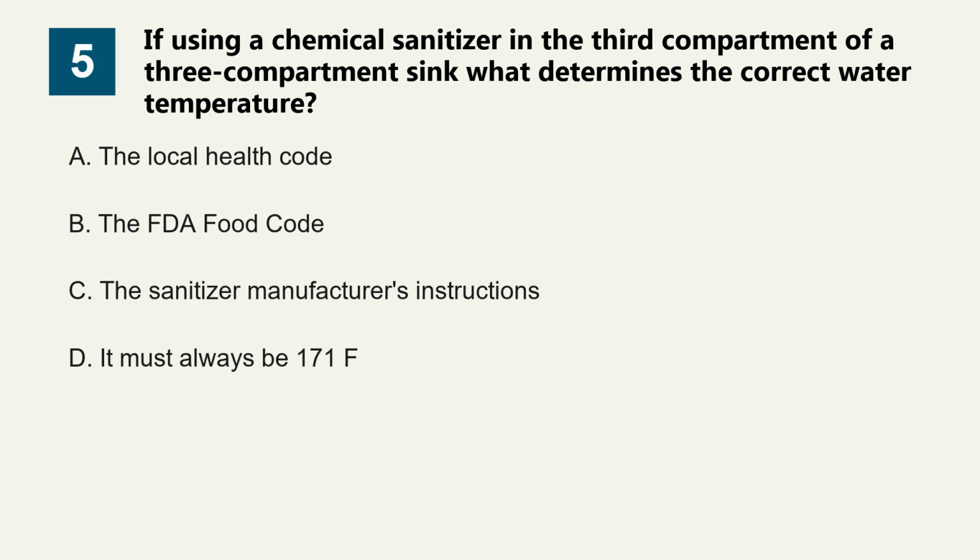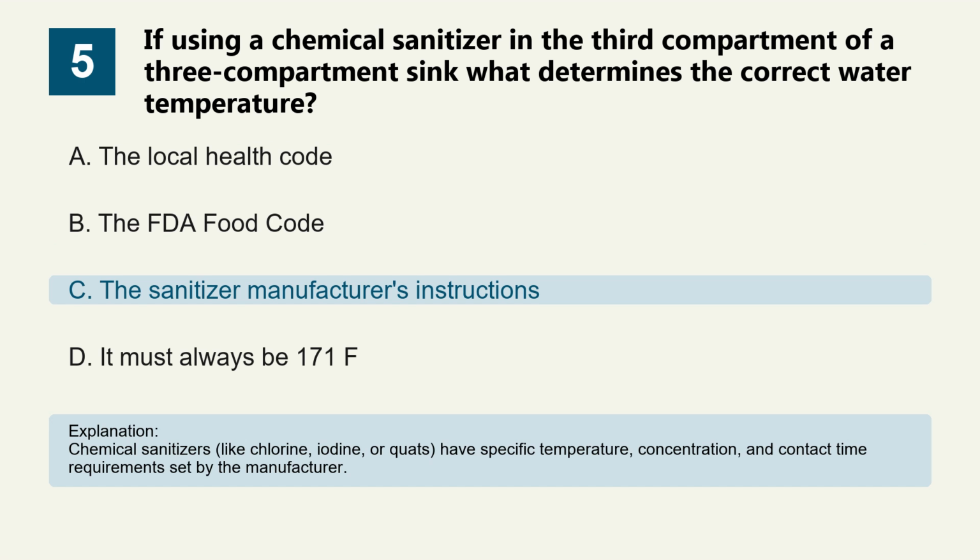Question 5. If using a chemical sanitizer in the third compartment of a 3-compartment sink, what determines the correct water temperature? Option A. The local health code. Option B. The FDA food code. Option C. The sanitizer manufacturer's instructions. Option D. It must always be 171 F. The correct answer is option C. The sanitizer manufacturer's instructions. Chemical sanitizers, like chlorine, iodine, or quats, have specific temperature, concentration, and contact time requirements set by the manufacturer.